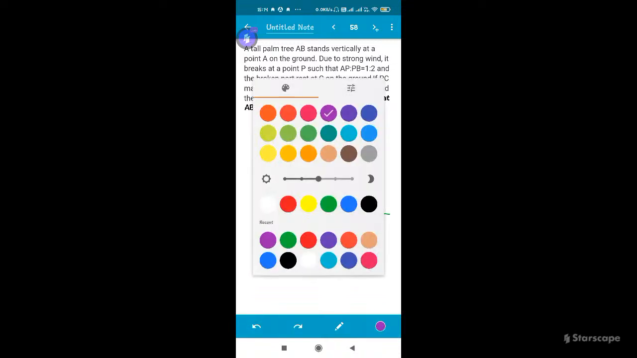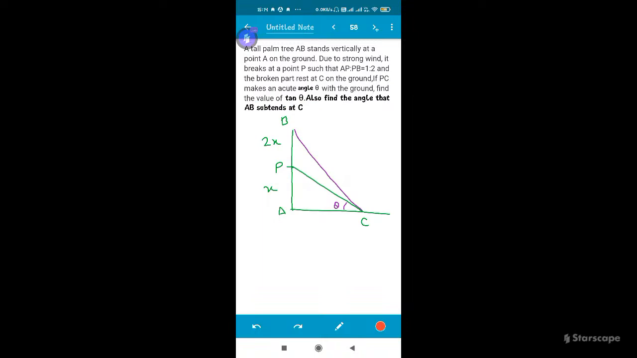Now you can observe one thing, that if PB is the broken part and now it is resting on the ground as PC, that means the length of PC will also be 2x, because this length has only fallen down, isn't it? So if BP is 2x, that means PC will also be 2x. Okay, so this is one thing that we have got. Now see how to solve it. We know one thing, that this is a right angle triangle. It is quite visible and observable.